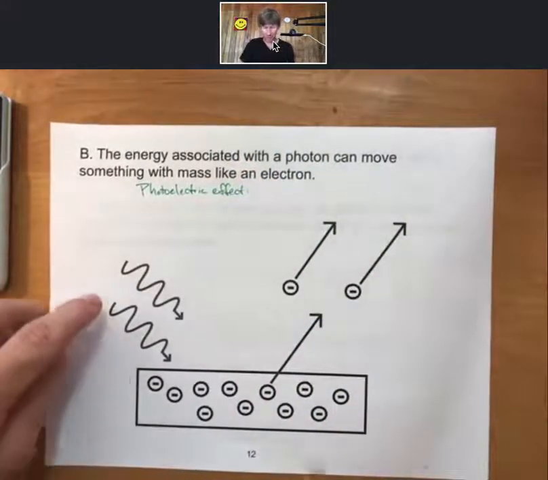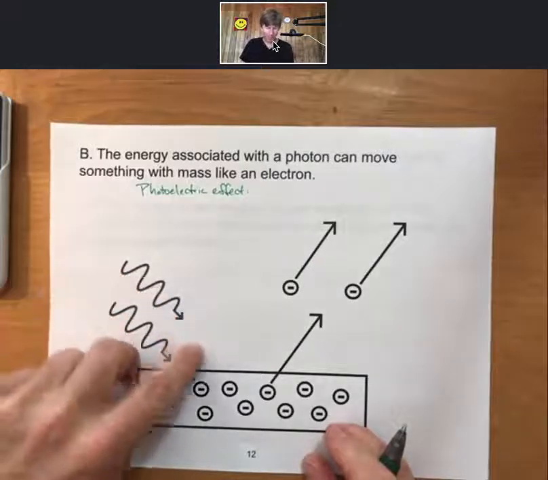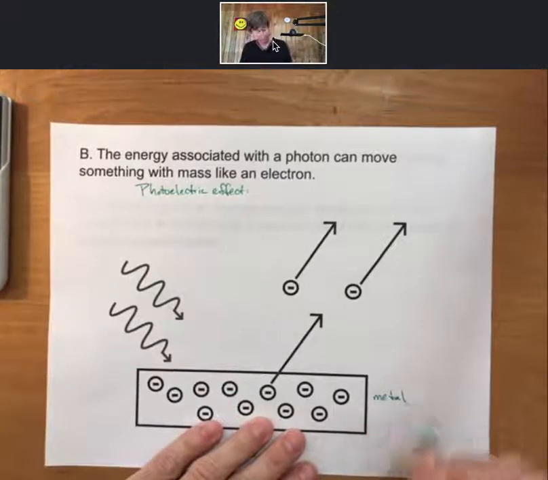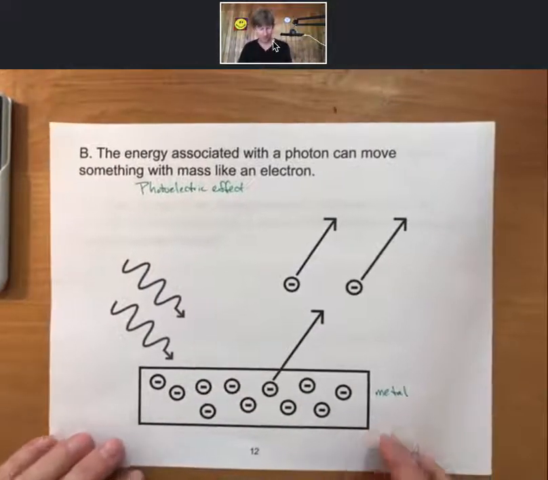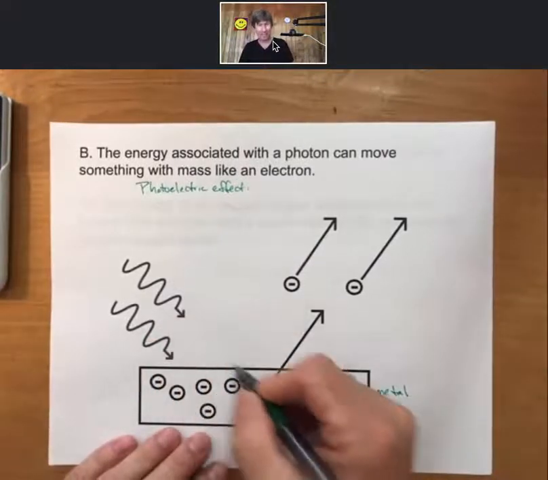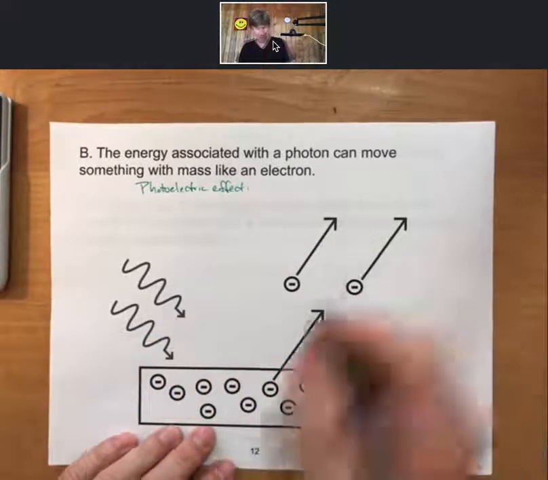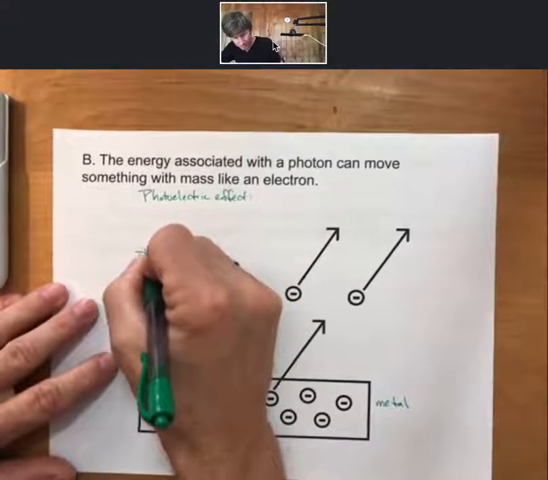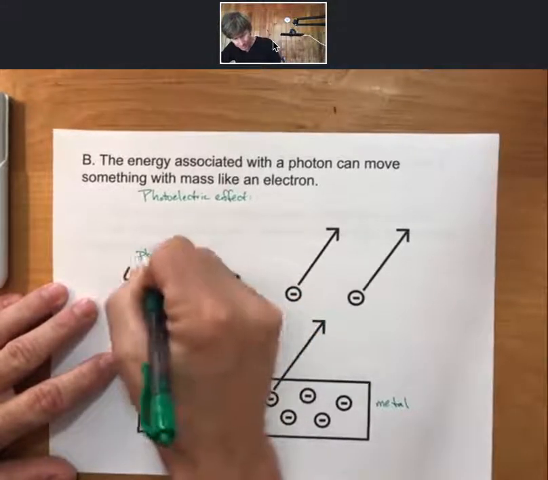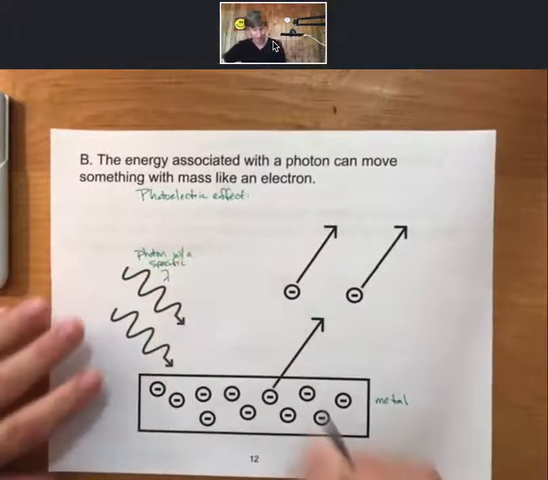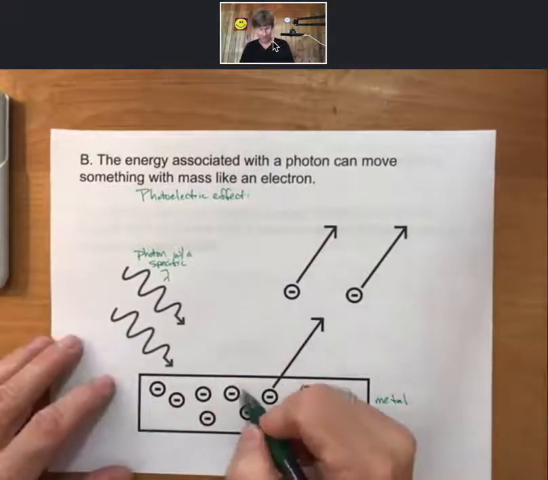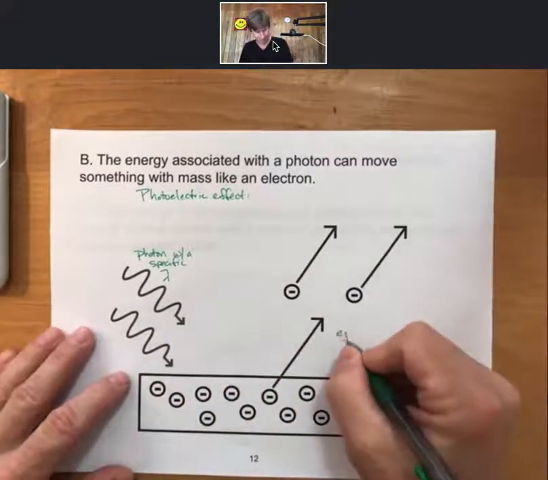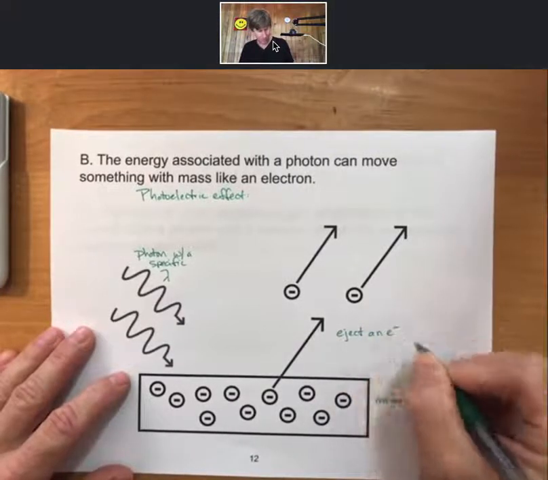For the photoelectric effect, when a photon comes into a substance, oftentimes the substance is a metal, because metals tend to have fairly loosely held electrons. When the photon comes in, if it has enough energy, it can eject an electron. So here comes our photon with a specific wavelength. If that photon has enough energy, it can eject an electron from the metal.